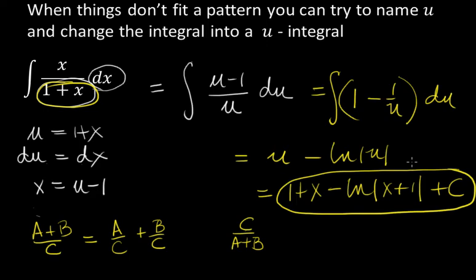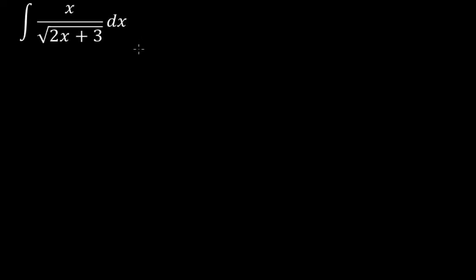You should get back 2x over 1 plus x. So let's try something much the same. Notice here we're looking for an inside function, and it's natural that we would call u 2x plus 3, because then we would have a u to the 1/2 in the denominator, which would pop up in the numerator and be u to the minus 1/2. Sometimes these things don't work, but I think it will here.